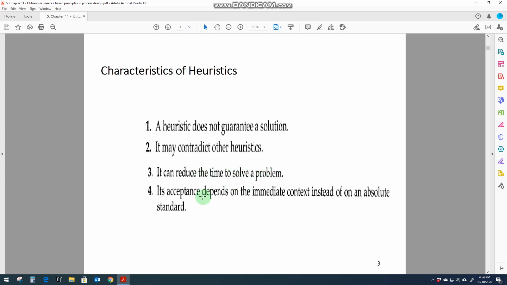Its acceptance depends on the immediate context instead of an absolute standard. Okay, so whatever values we get from the heuristics, it is more relevant to the context or the problem that is there, but it will not give you the standard solution for any process. For the standard values or the actual values, you have to use all the relevant chemical engineering equations step by step to get the real value for any problem or to solve any numerical.